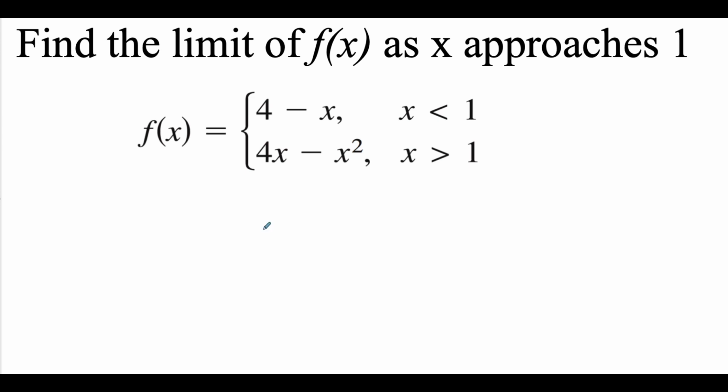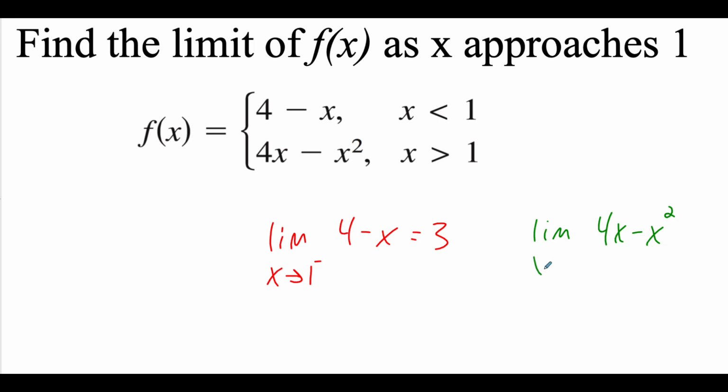So as we're looking at the limit of that first function, 4 minus x, as x approaches 1 from the left-hand side, we said that that limit was 3. But then as we looked at our other function as well, the limit of 4x minus x squared for x values that are approaching 1 from the right-hand side, this also equaled 3. That's going to be it for this video.